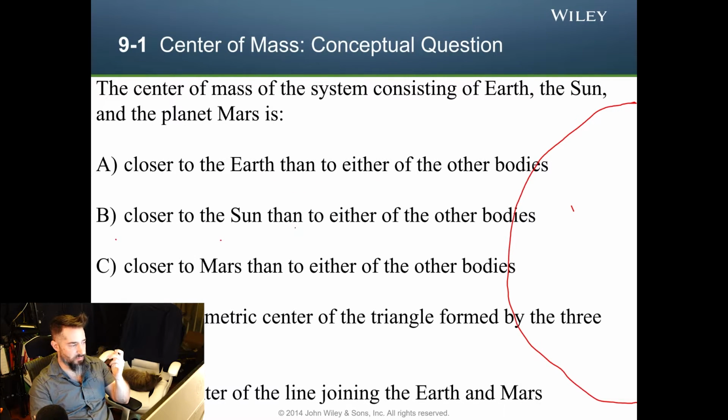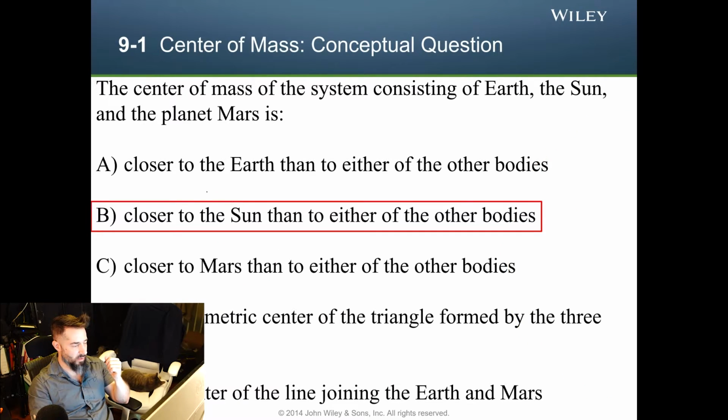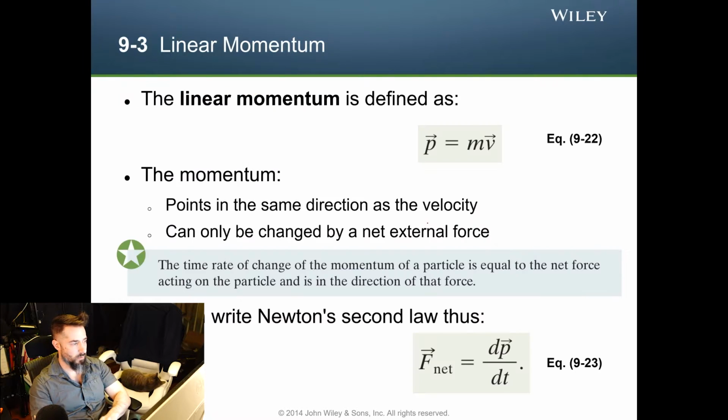Closer to the Earth? No. Closer to the sun? Yes. Closer to Mars? No, that would displace it out here. At the geometric center of the triangle formed by the three bodies. Whatever, you offset these somewhere so they're not perfectly in line. You make a triangle. Again, no. At the center of the line, no, this doesn't make sense. So you go down, it must be B. Has to be at where basically the sun is.